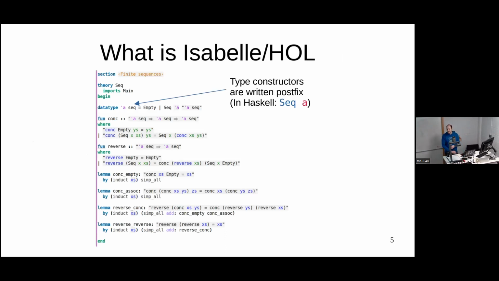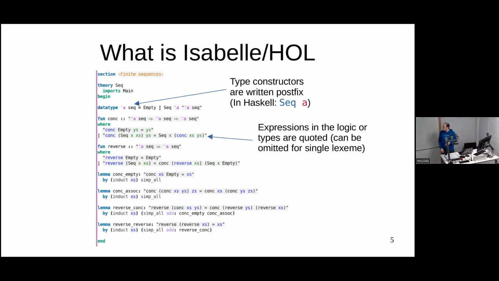We have data types, and Isabelle inherits its syntax from the ML family. So it's not like in Haskell, where the type constructor comes before its arguments. Here it is behind, and it is written lowercase. Then you have normal functions. The weird thing is you need to put the expressions in quotes. That's just the syntax. You can omit the quotes if it's just a single lexeme. For example, here it's just a single A, so we omit the quotes.